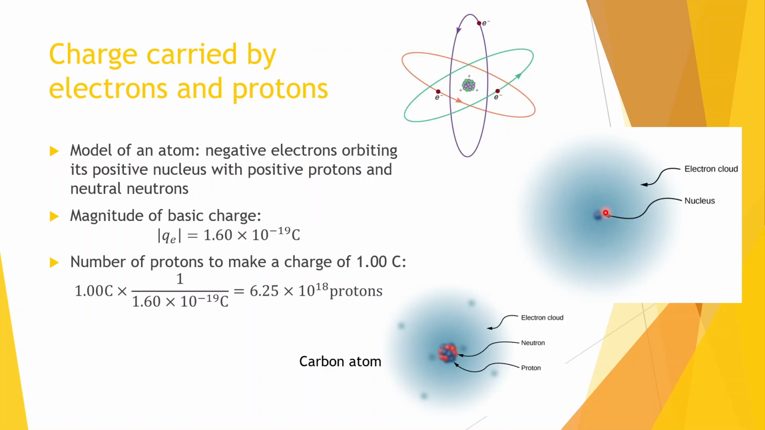And the magnitude of a basic charge, Q, is going to equal 1.602 times 10 to the negative 19th coulombs, like we just talked about. We should also mention that the number of protons to make 1 coulomb is going to be a simple conversion, and we obtain 6.25 times 10 to the 18th protons. And we also have an image down here of a carbon atom. So we have protons and neutrons in the center, in the nucleus, and then an electron cloud surrounding it.